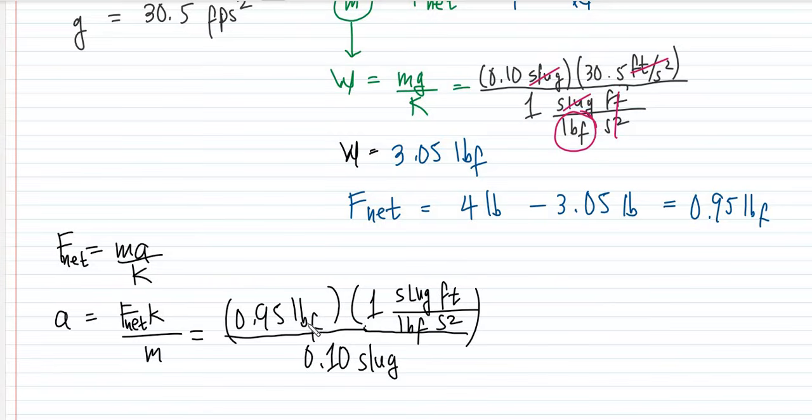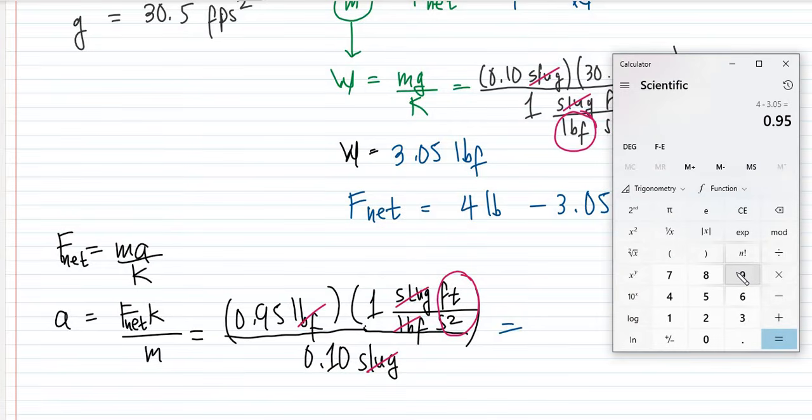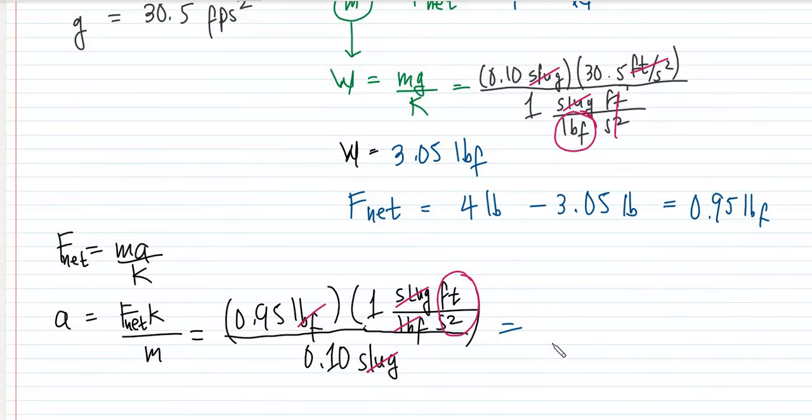So pound force cancels out, slug cancels out, and the final unit is the acceleration in feet per second square. So that is equal to 0.95 divided by 0.10. So the answer is 9.5 feet per second square. Now that is letter A.